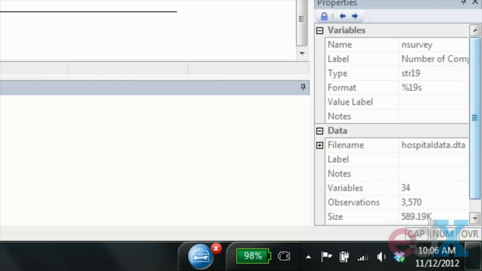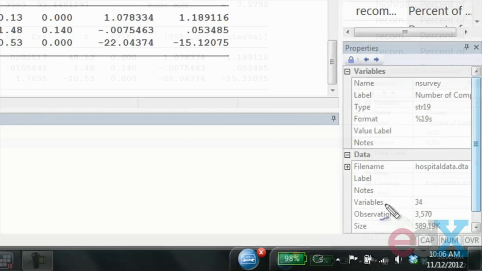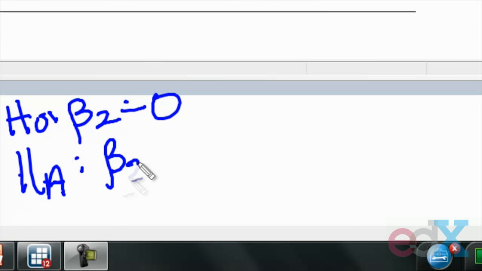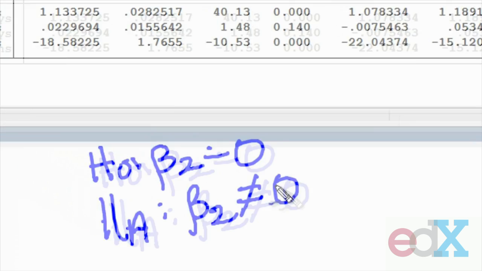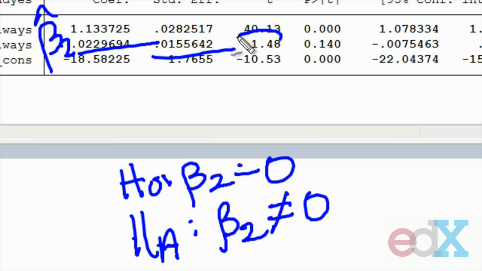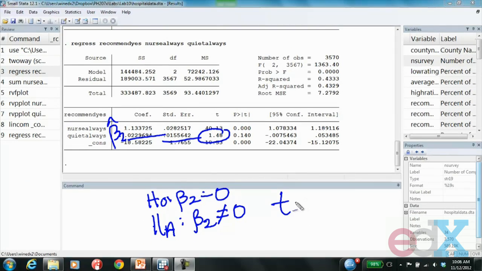The next thing we want to test is whether beta 2 is equal to 0. Now we're testing for no evidence of a linear relationship between quiet always and the outcome recommend yes when we condition on nurse always. So we're looking at beta 2 hat here. The estimated coefficient is 0.02 with a standard error of approximately 0.02. We end up with a test statistic, t, equal to 1.5.